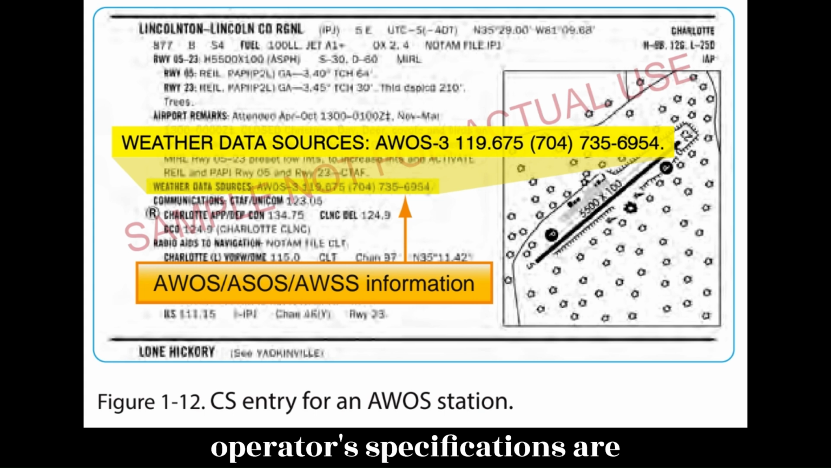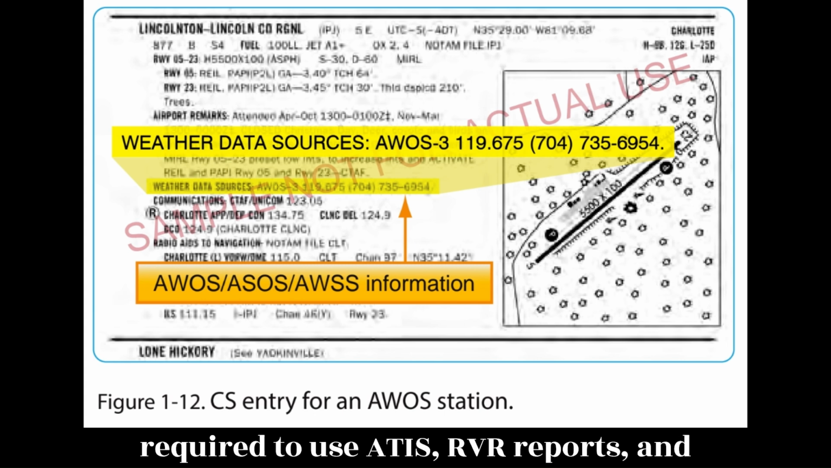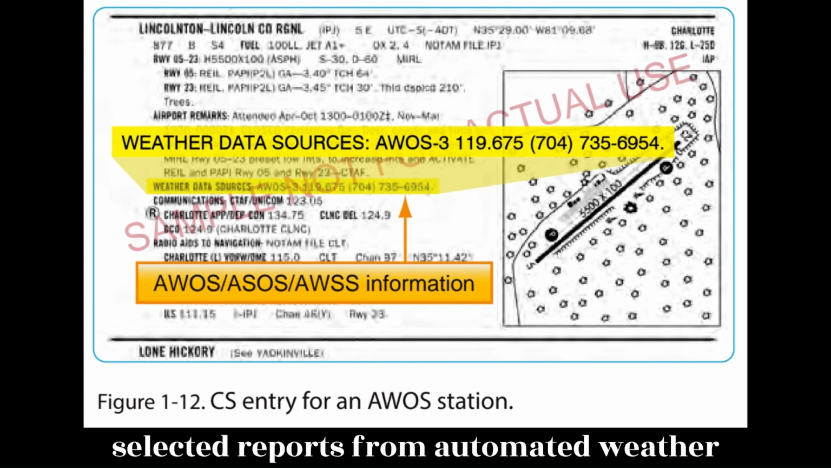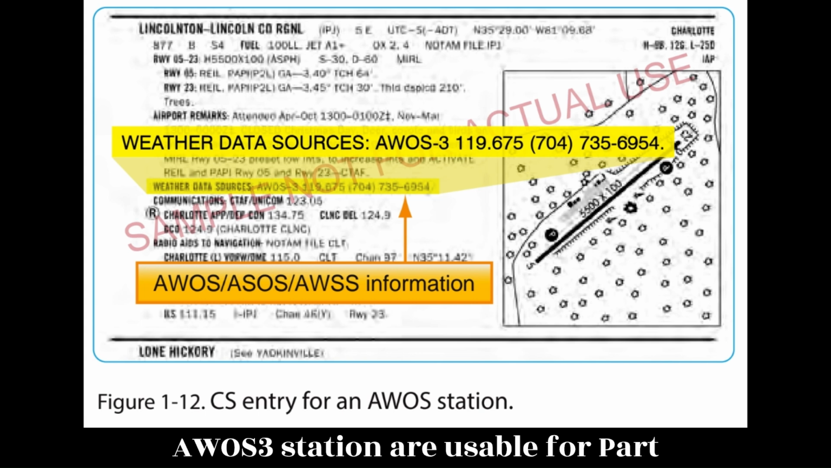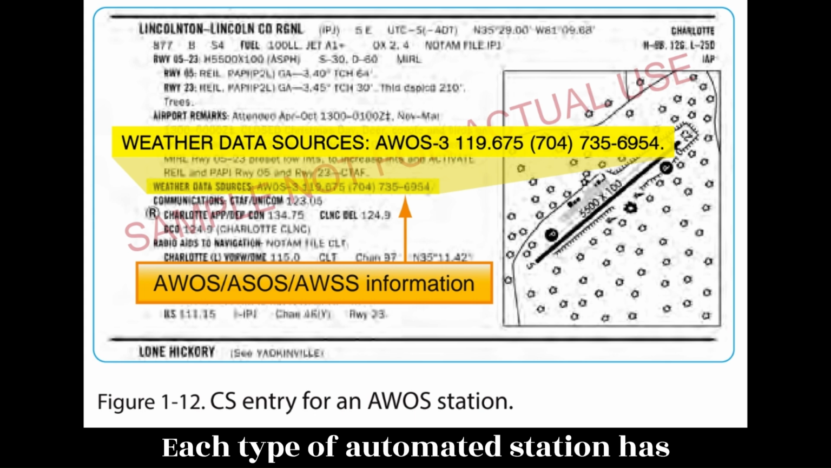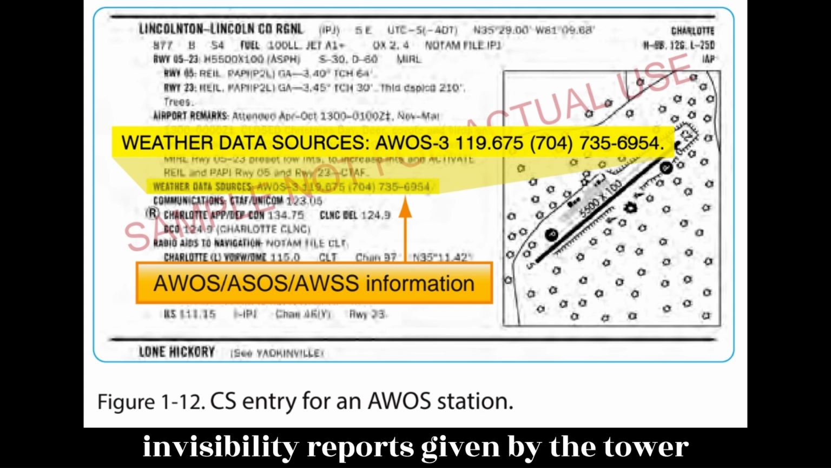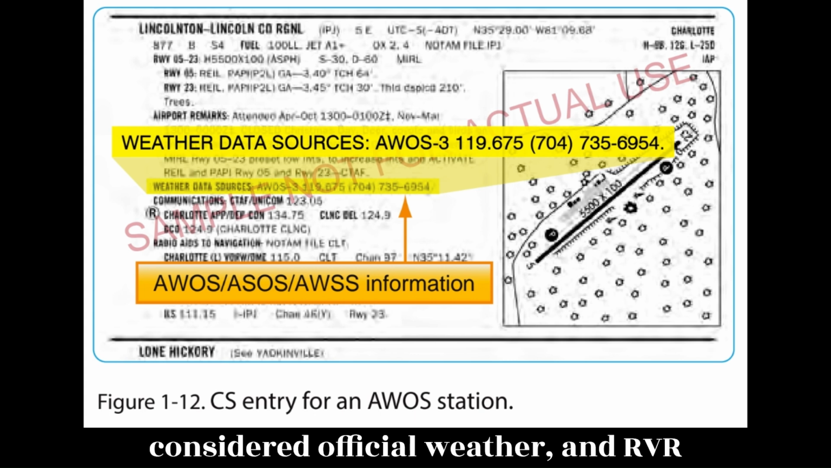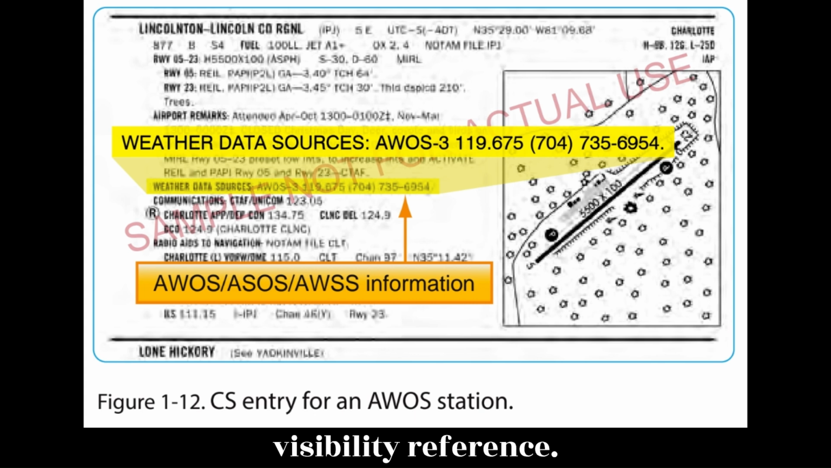While every operator's specifications are individually tailored, most operators are required to use ATIS, RVR reports, and selected reports from automated weather stations. All reports coming from an AWOS3 station are usable for Part 121 and Part 135 operators. Each type of automated station has different levels of approval as outlined in individual opspecs. Ceiling and visibility reports given by the tower with the departure information are always considered official weather, and RVR reports are typically the controlling visibility reference.